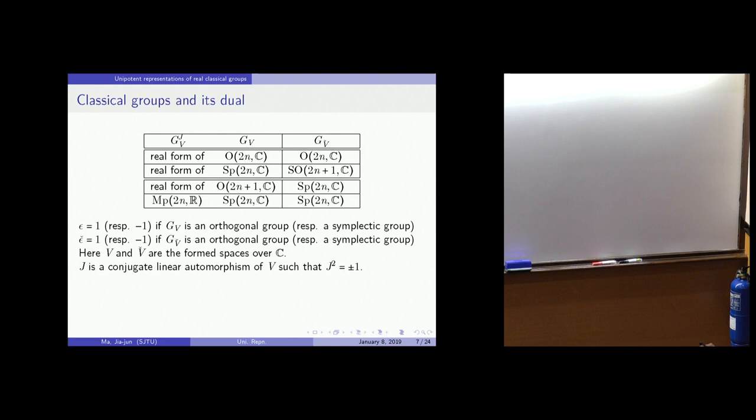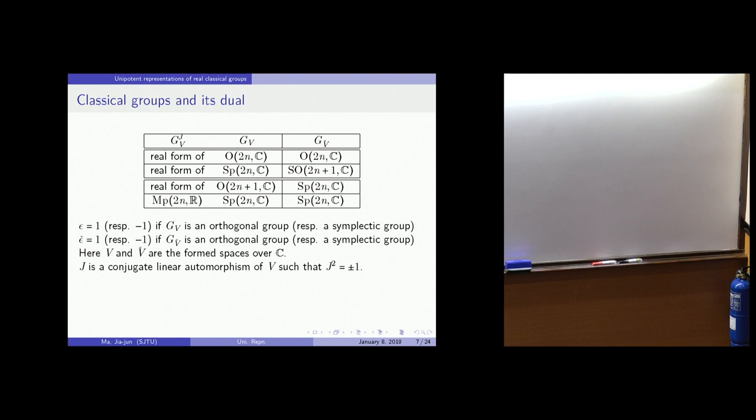Basically, if you complexify it, it will also be the even orthogonal group and a symplectic group. But their real forms can be different. So actually, we will consider real forms of the even orthogonal group. This will be O(p,q), p plus q equal to 2n, or the quaternionic orthogonal group. And also real forms of Sp(2n,C). So this will be Sp(2n,R) and also quaternionic Sp.